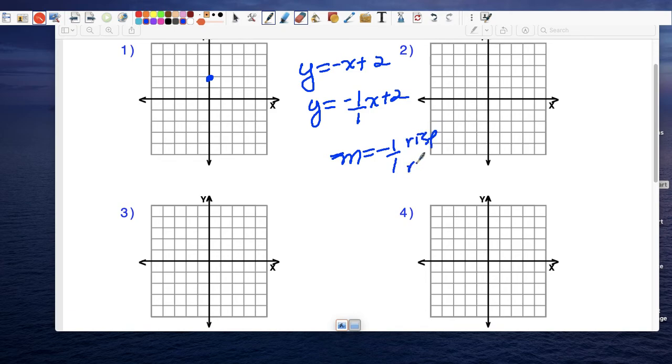Rise over run. So let's do that. To get to my next spot, let's go down. If I go down, do I go right or left? I'm going to go right. I have to go right, because if I go left and connect the dots, it's going to point up. So I have to go down. So again, down and right, down and right.